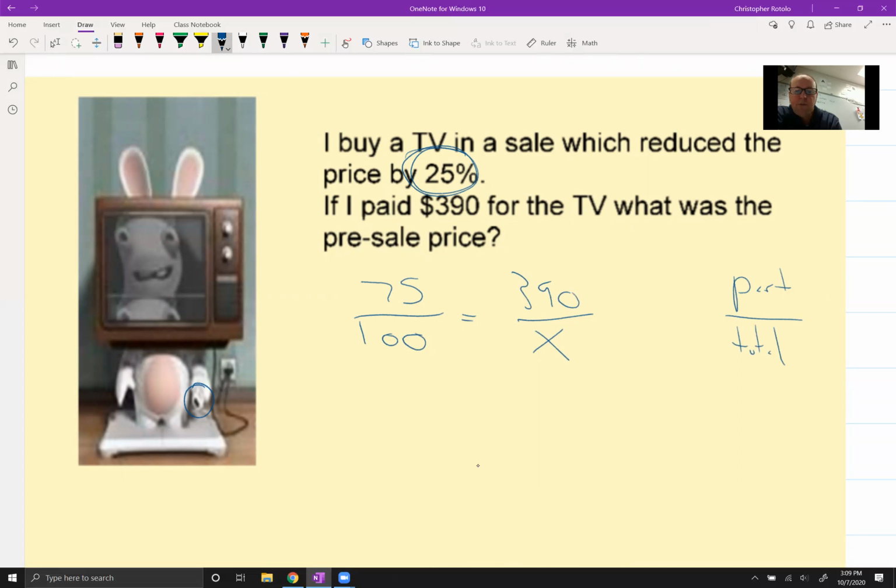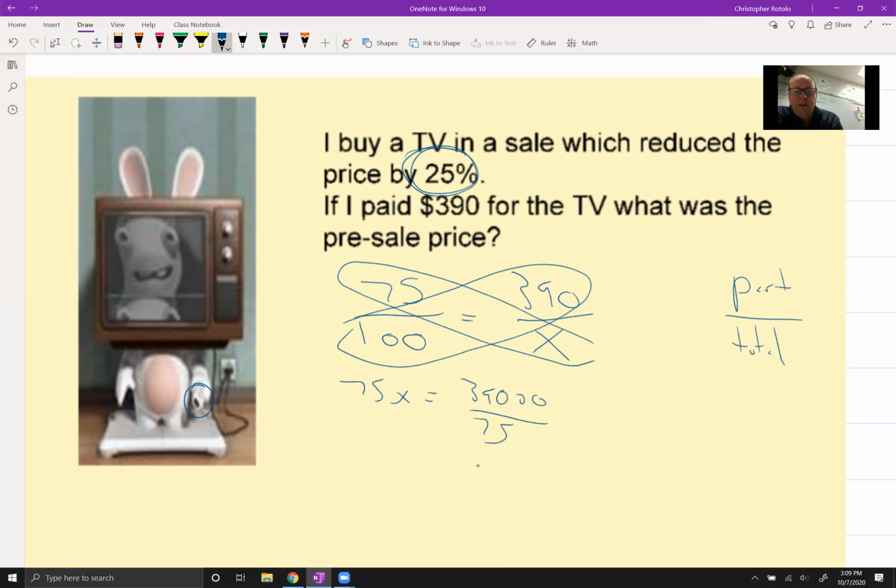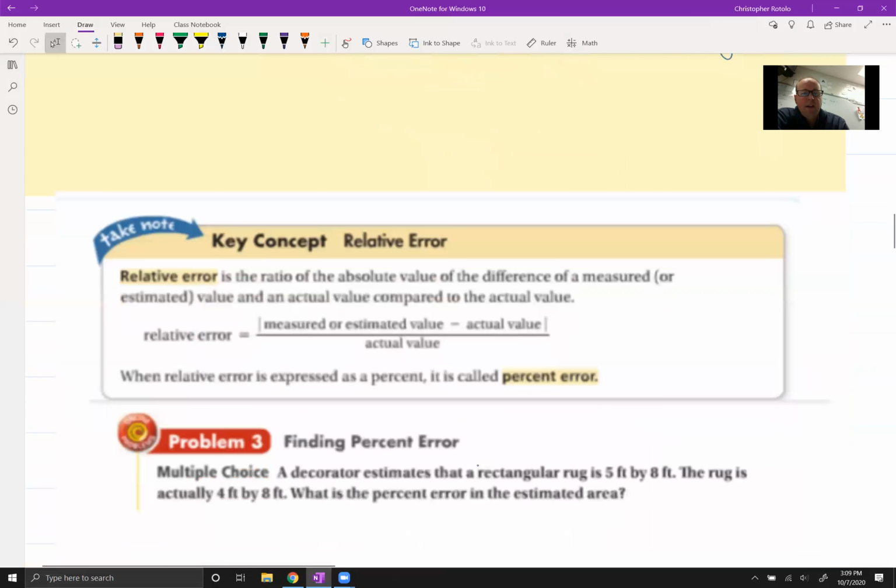Okay, so we're going to cross multiply. We get 75x = 390, and we get 2 more zeros on there. We divide by 75. So what was the original price? Remember, the way we're looking at this is the x value needs to be more than 390, and it is. It's $520, because I get 25% off. Look at that. Look at me go. Yay, me.